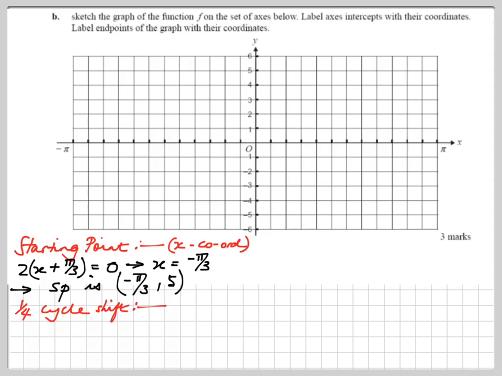Now, okay, here comes our quarter cycle shift. Isn't this boring? This is terrible, isn't it? I hope they don't give one to students ever again. But they did in 2006.